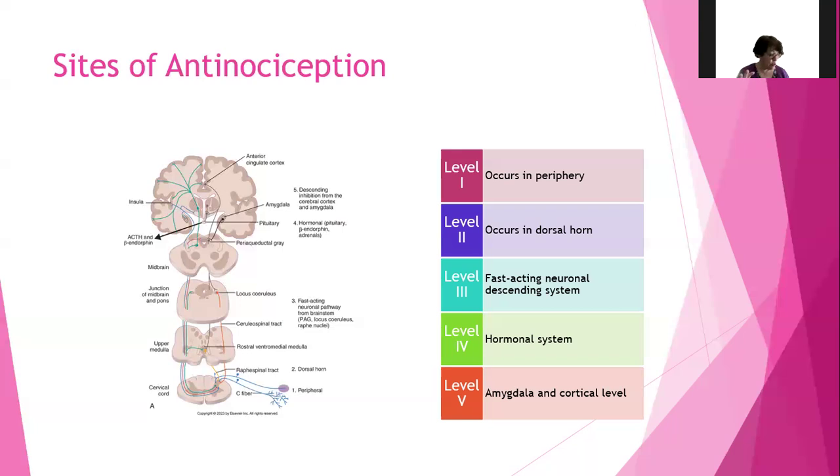Level 4 is the hormonal system, which involves some areas in the hypothalamus and the pituitary gland and the adrenal medulla. This is thought to be the level that low rate TENS works on, but it's not 100% proven. Level 5 is at the amygdala and cerebral cortex level.